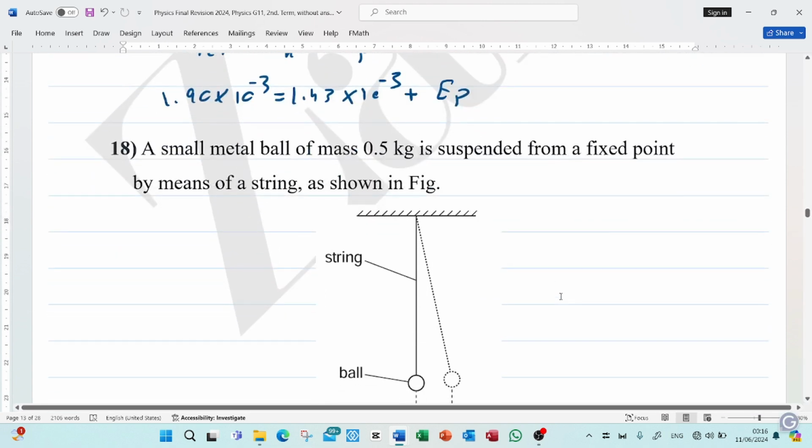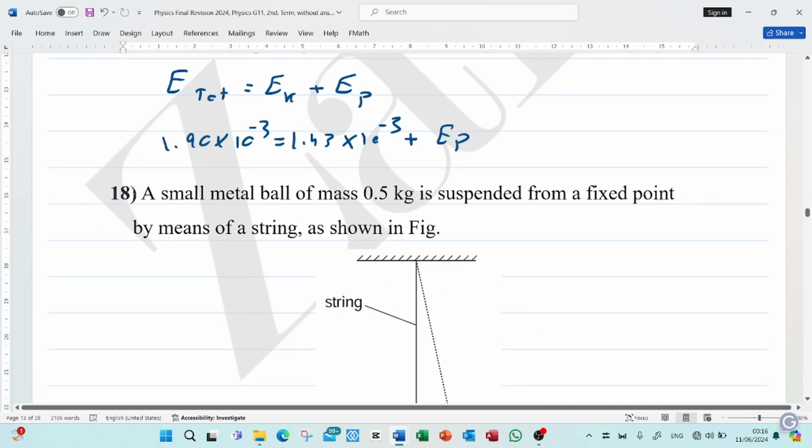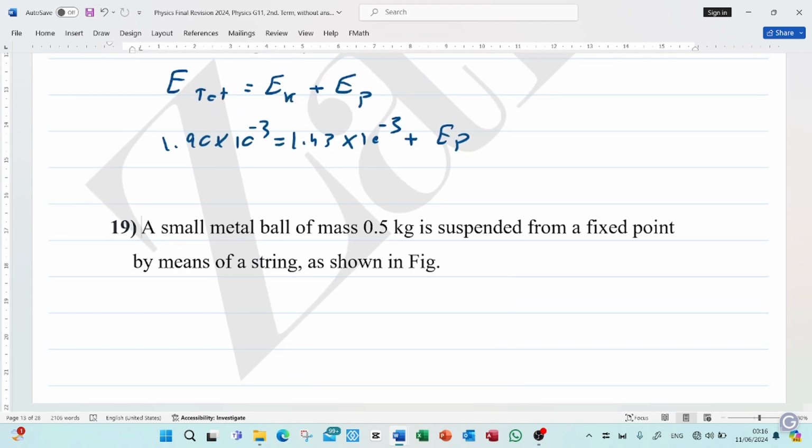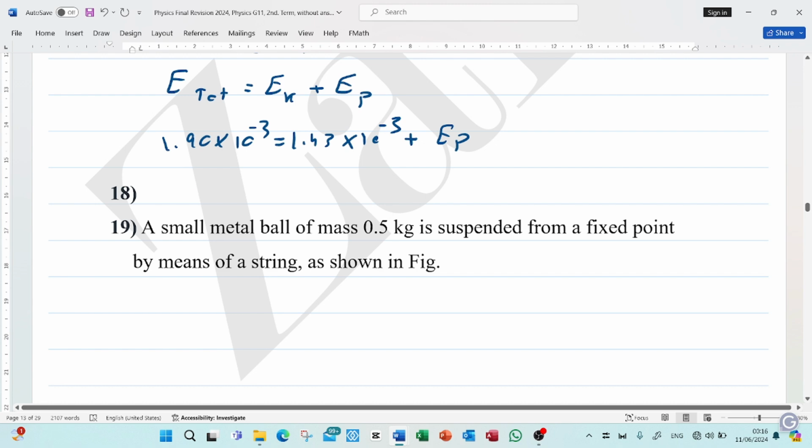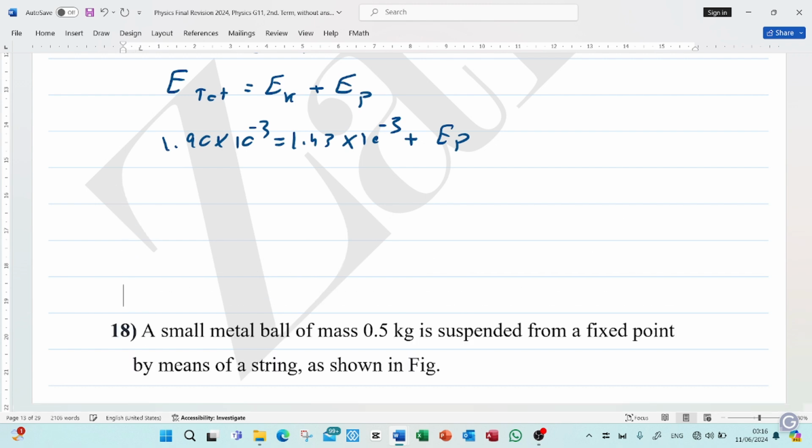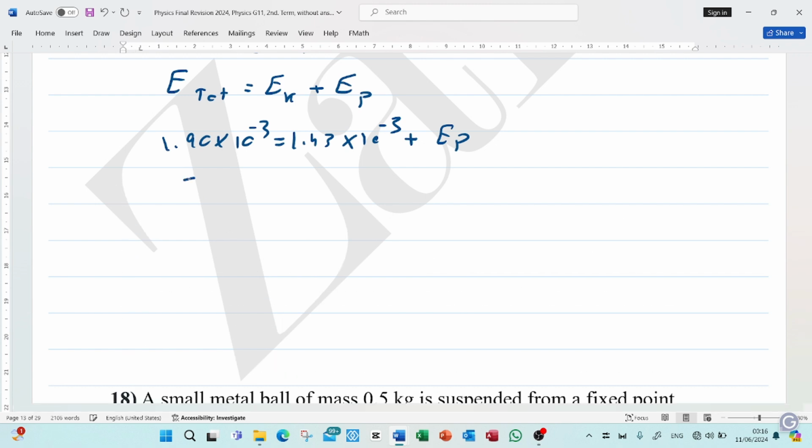Then, just we move this down here. So the potential energy, when you rearrange, move this to the other side, it will be negative. So the potential energy equals 0.47 multiplied by 10 to the power negative 3 joule. Next question.